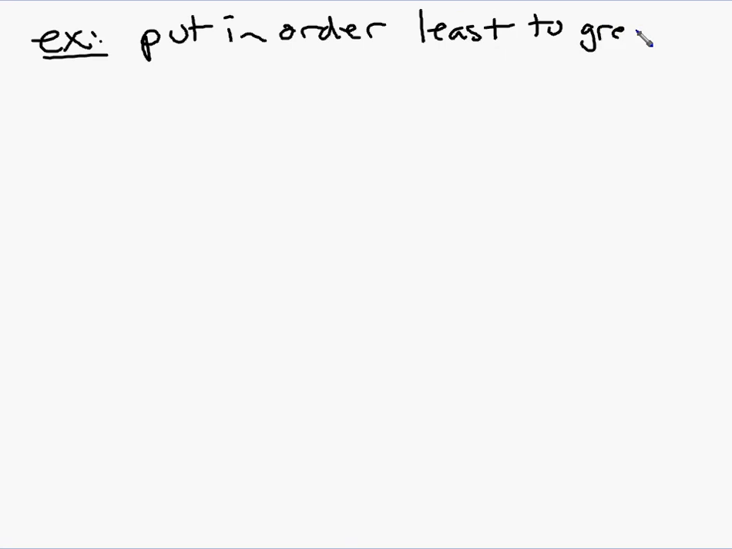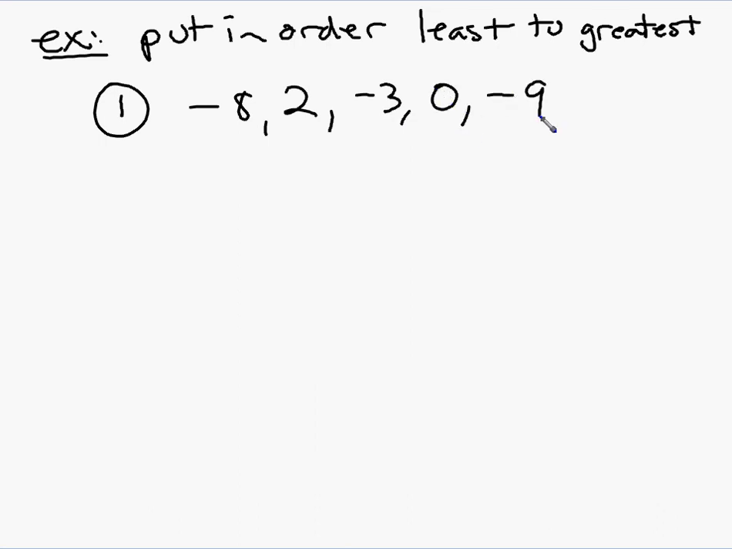One last thing that we need to know how to do today, and that is to put some integers in order. Put in order least to greatest. So they're going to give you a list of numbers like this: negative 8, 2, negative 3, 0, and negative 9. They're going to give you a list of integers and tell you, put them in order, least to greatest.